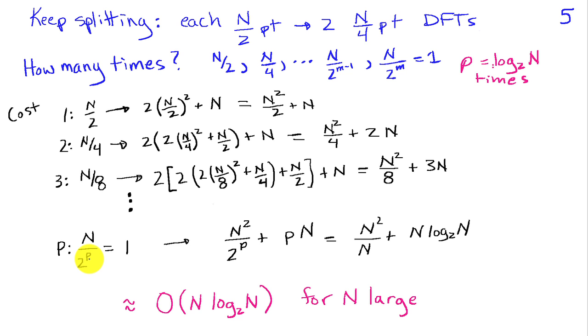So if you continue this p times, where again p is equal to log 2 of n, then you end up with a 1-point DFT, and if you carry on this pattern, I have n squared divided by 2 to the p plus p times n, which comes out to n squared plus n log 2 n. And n squared over n is just going to be n here. And for capital N large enough, this term dominates n, and we say that the computation is order n log 2 of n, if n is large.